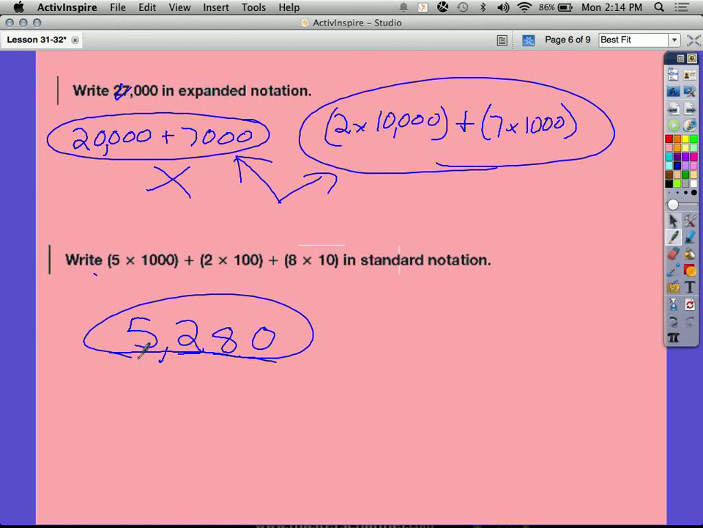One other thing while I'm thinking of it, let's say on this top problem, the last digit was a 1 instead of a 0. Up here, I would just write plus 1 times 1. So I write times 1 for that place value, because it's a 1's place value.